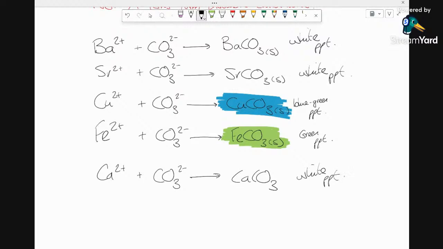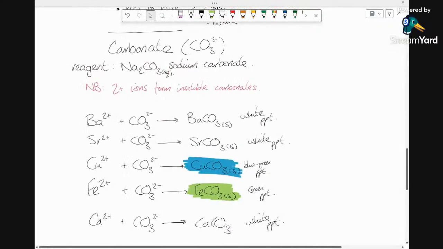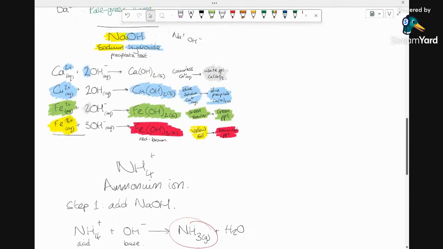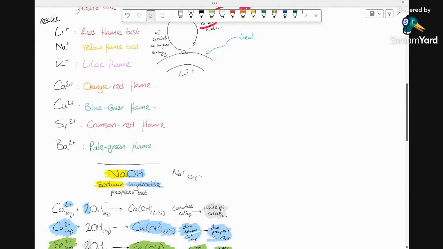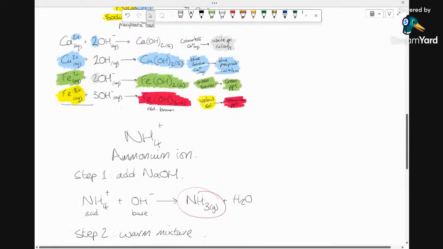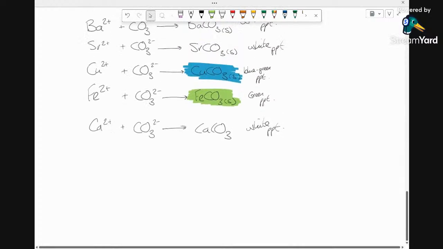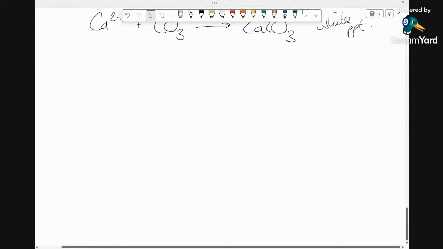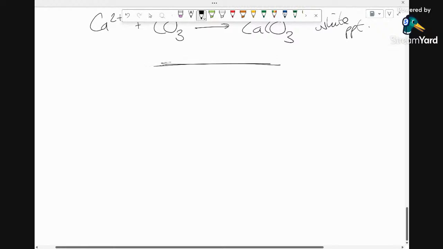Gotta love it. So carbonate tests are a bit more unusual than the other tests. We'll see this when we go through papers. Is there anything else I want to do? Yes, the barium test. Now, there are some ions that have their very own tests.